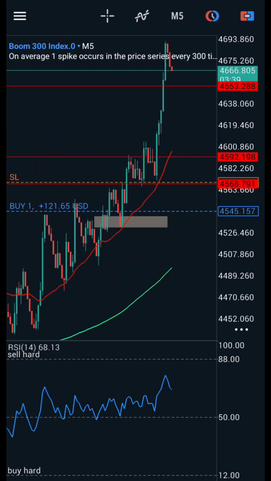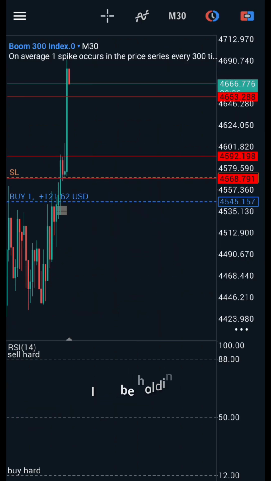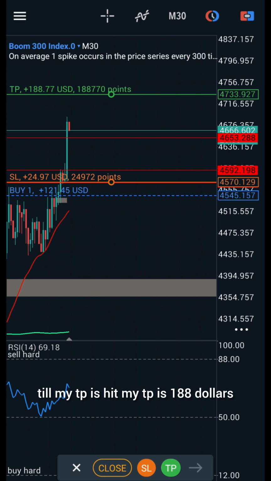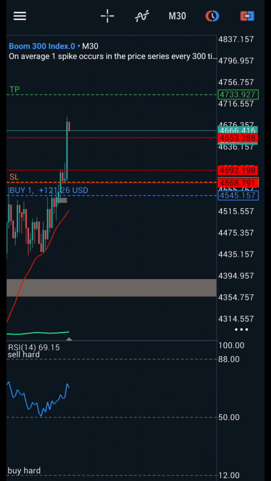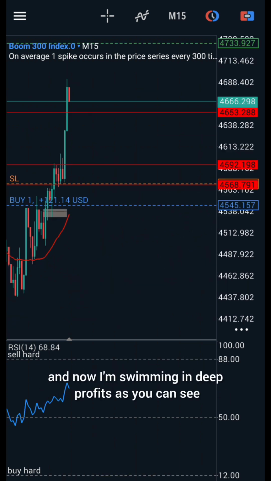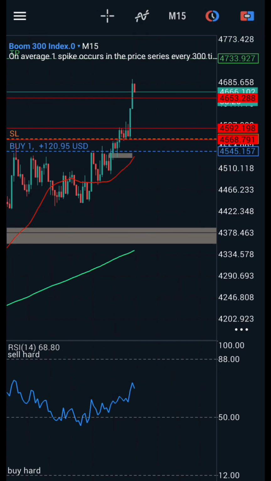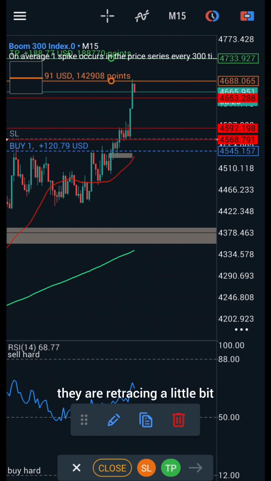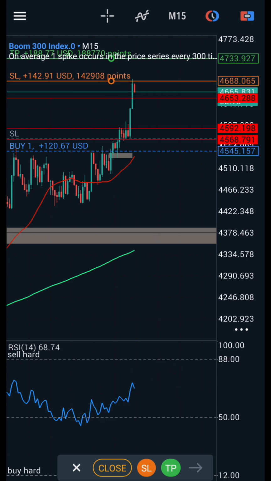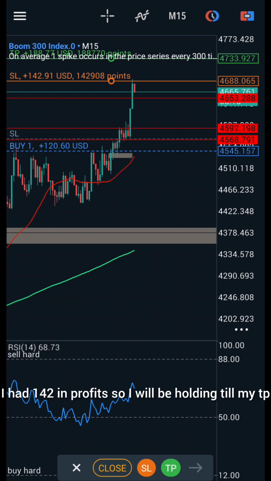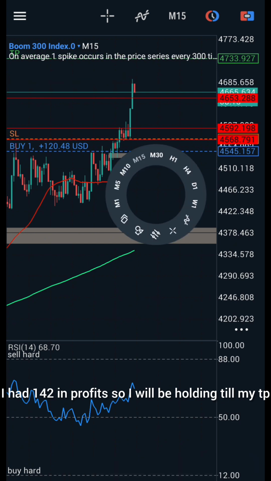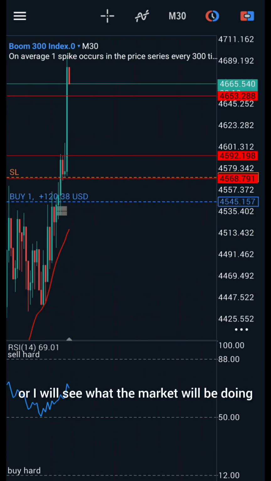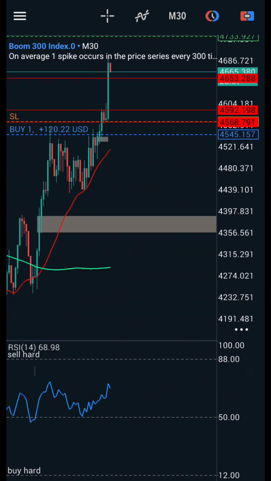On this trade, I will be holding until my TP is hit. My TP is $188, and now I'm swimming in deep profits. As you can see, my profits are now 120. They are retracing a little bit. I had 142 in profit, so I will be holding until my TP, or I will see what the market will be doing, and I will react to what the market tells me to do.